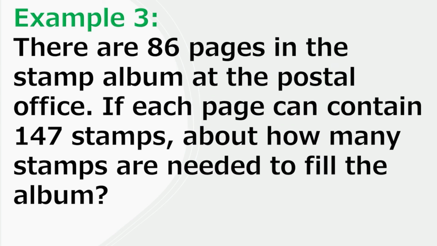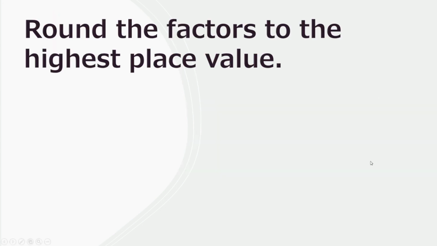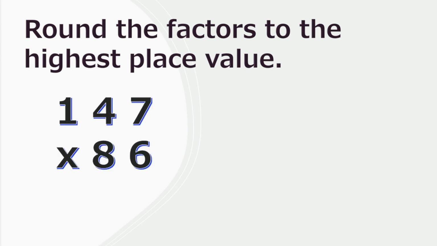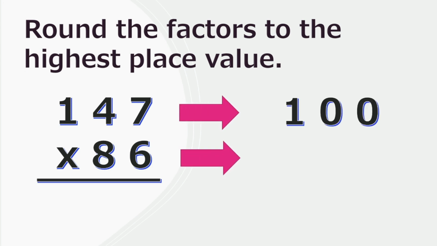Example number 3. There are 86 pages in the stamp album at the postal office. If each page can contain 147 stamps, about how many stamps are needed to fill the album? Again, you will round the factors to the highest place value. 147 rounded to its highest place value will give you 100. And 86 rounded to its highest place value will give you 90.